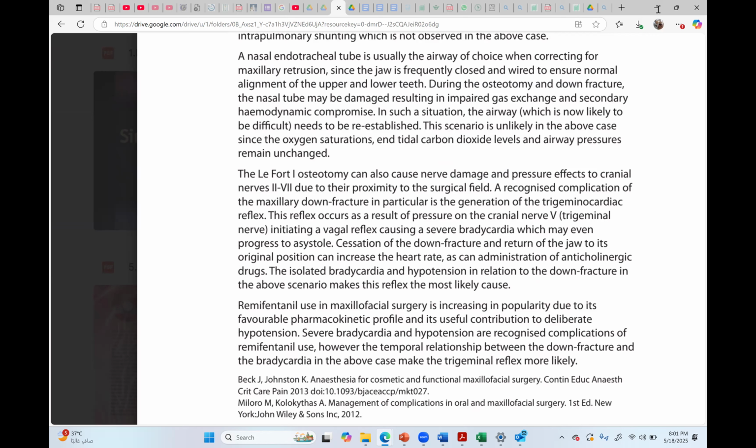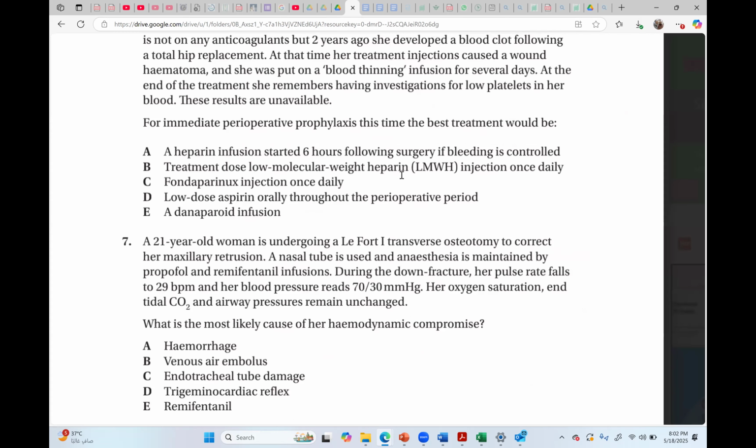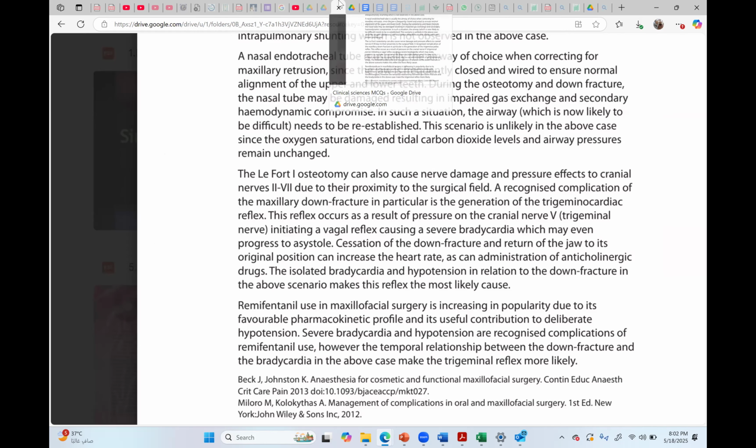The isolated bradycardia and hypotension in relation to the down fracture in the above scenario makes this reflex the most likely cause. Actually, with the remifentanil and propofol infusion, an overdose can also do it. But in this scenario, they said that while they were doing the down fracture, her pulse rate falls to 29 beats with bradycardia and hypotension. So that is the reason.